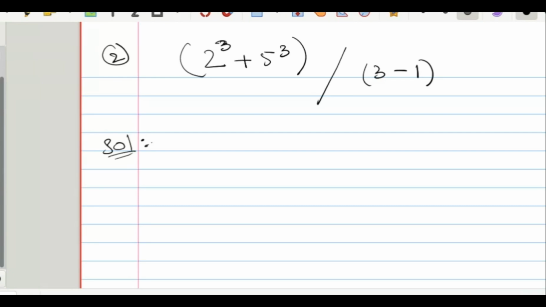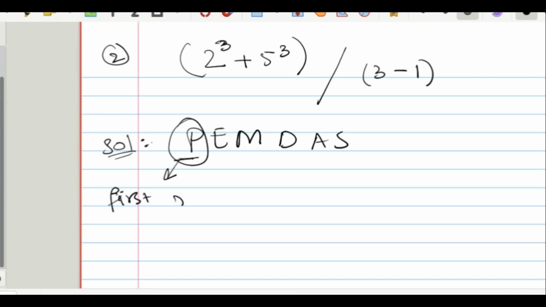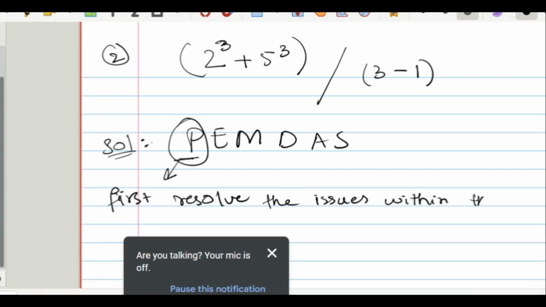Let me write the rule here again: PEMDAS. This is the rule. What is first? Parenthesis. It says that first resolve the issues within the parentheses. Let me write here: first resolve the issues within the parentheses.